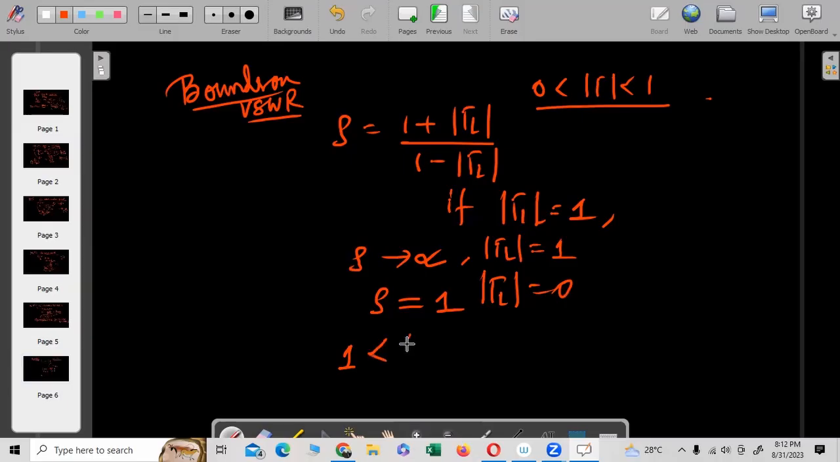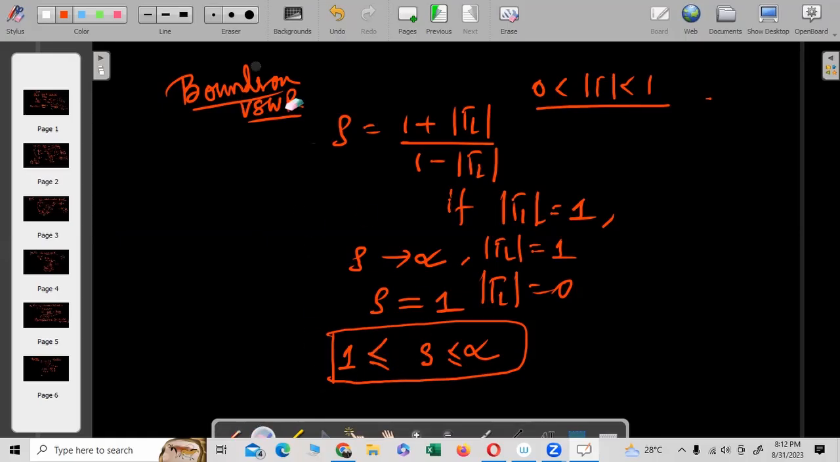So what will be the bound now? Rho, not mod of that one. Rho is between 1 to infinity. Please remember. So these are the boundaries for the VSWR.